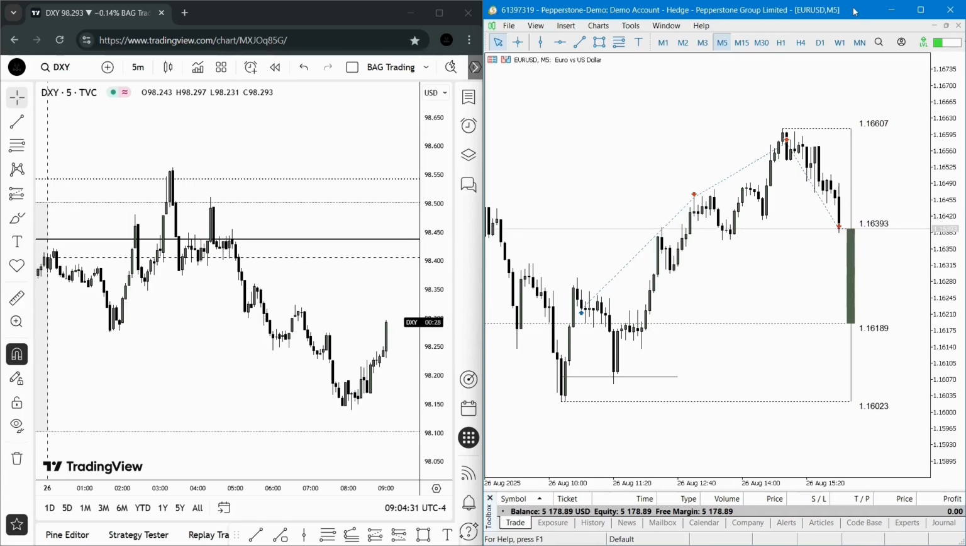Ultimately, the market produces a retracement that comes for my stop loss order, giving me a positive stop out and taking me out of the position.